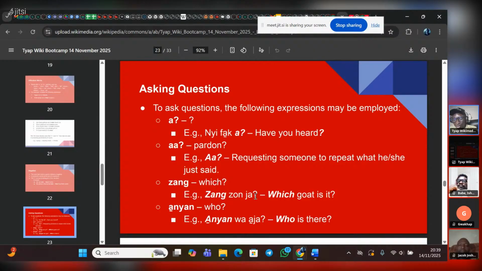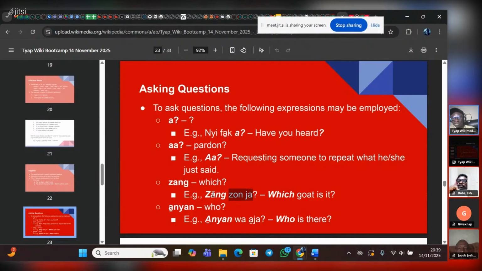So which goat is it? Zang is just which, and then Zon is goat, and then Ja is it. Now this Ja can mean is it, and Ja can also mean it is. So if you are using it as a question, it will become is it. But if you are using it as a statement, it will become it is. So if you say Zonja without the Zang, it would mean it is a goat.